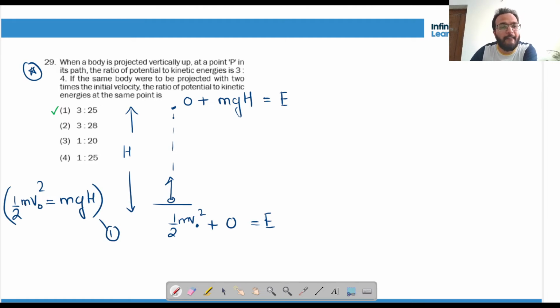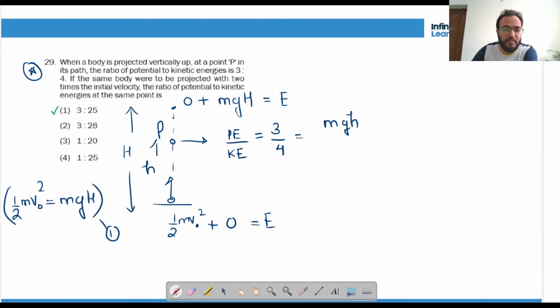Now what they are asking is, at a point P here, the ratio of potential energy to kinetic energy. So here they are saying the ratio of potential energy to kinetic energy is equal to 3 by 4. What is the potential energy there? mg into small h. Let's call this height small h. And what is kinetic energy there? It will be total energy minus potential energy. Can I write like this? So I'm expressing kinetic energy as total energy minus potential energy at that point.